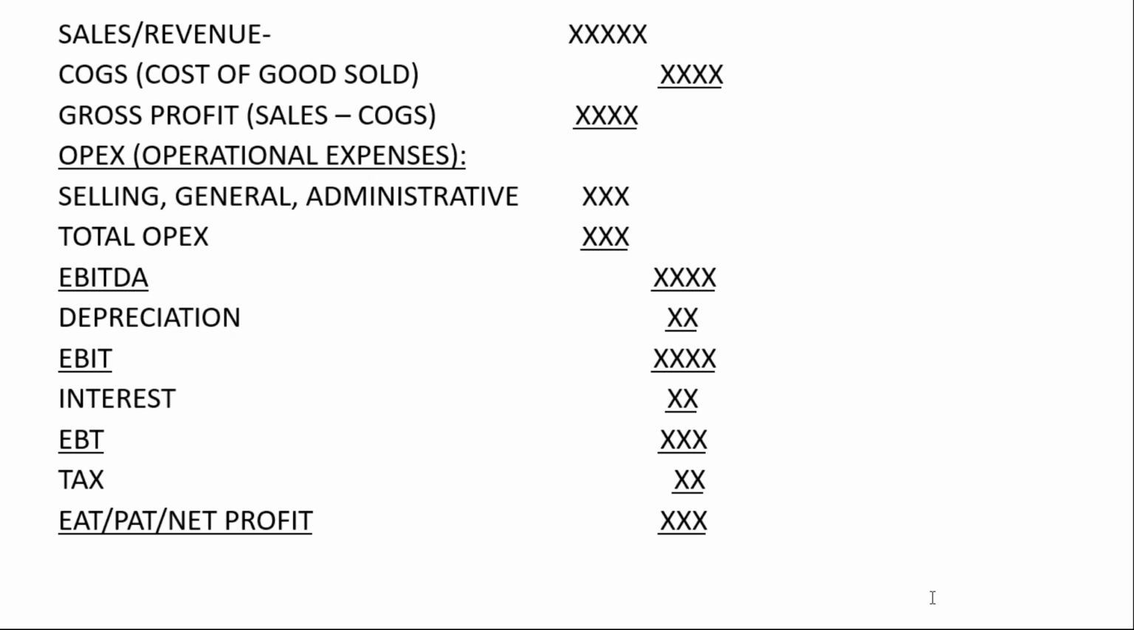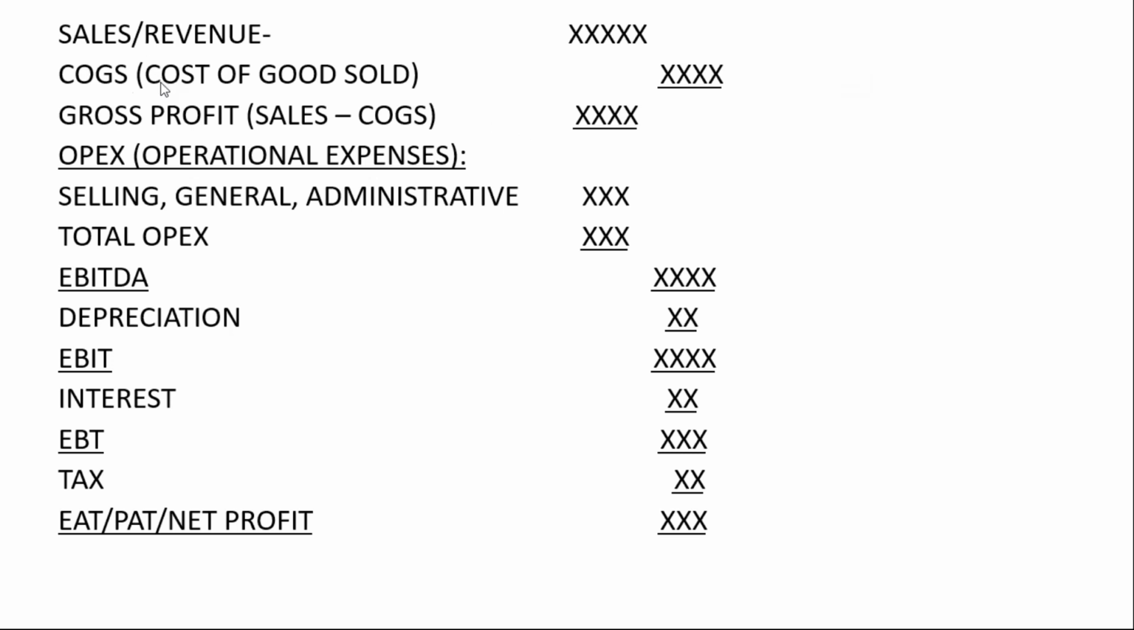beginning inventory plus purchases minus closing stock. Okay, so this is how we are going to do the calculation in case of value. If you don't have a quantity, if you have only value, then we are going to calculate it with this formula.